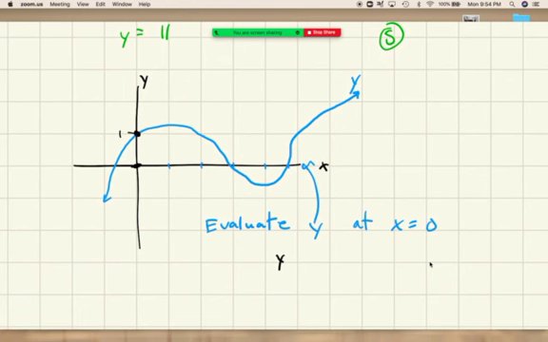If I said evaluate at x equals, I should have done a different one, well, 1, 2, 3, 4. X equals 4. Here, I would say y equals 1, 2, 3, 4, probably negative 0.5. Does that make sense to you? Because this would be negative 1, negative 2, and it's halfway in between. Does that make sense?